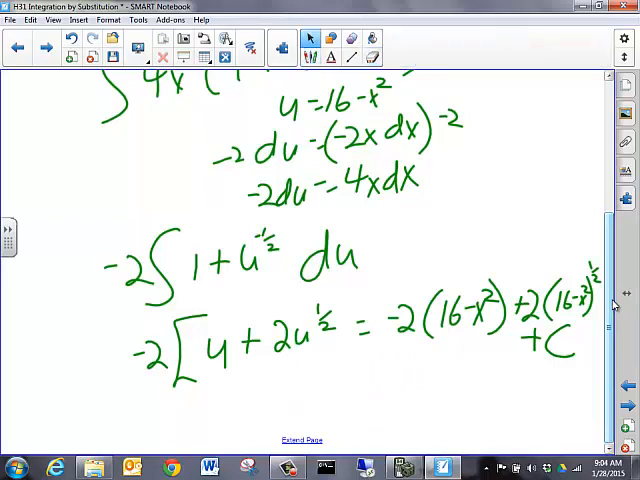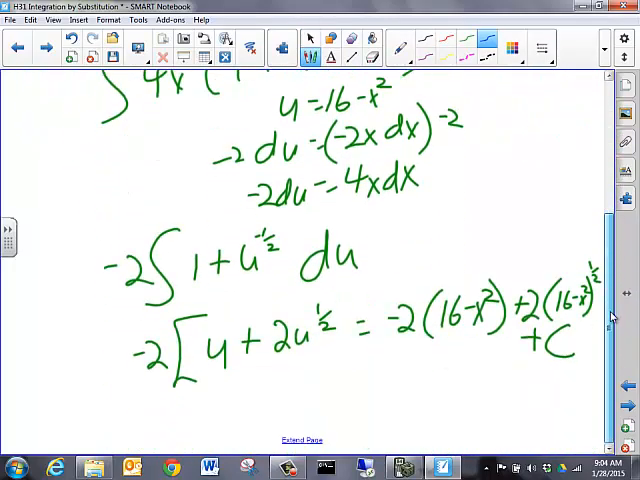Okay, that's what I got out of that next. Negative 2 times 16 minus x squared plus 2 times the quantity to the 1/2 power plus C. Did I do that right? I don't feel like I did. I separated it into 4x, and 4x over the square root of 16 minus x squared. There's u, I got 2x.